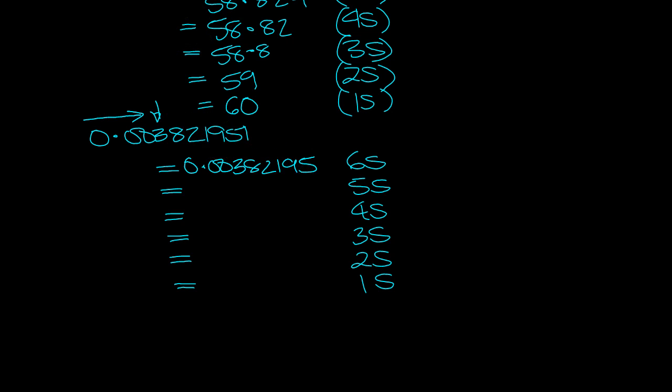5 significant figures. Here's the first significant figure. 1, 2, 3, 4, 5. This is a 5, so we round this 19 up to 20, don't we? 0.0038220. And then 4. 1, 2, 3, 4. This is a 9, so we round this 1 up to a 2. 0.003822.